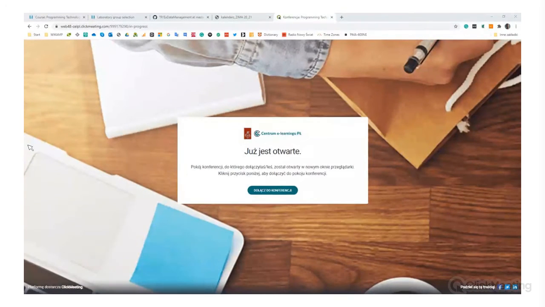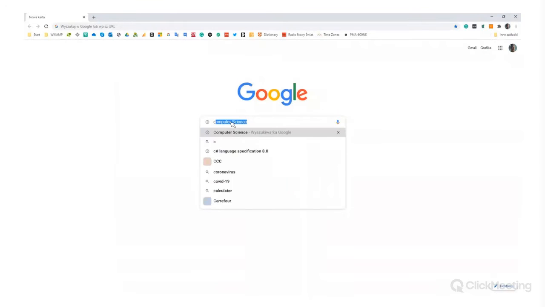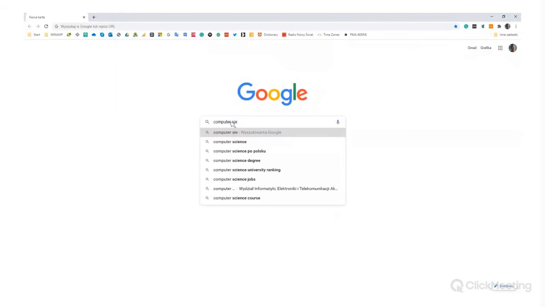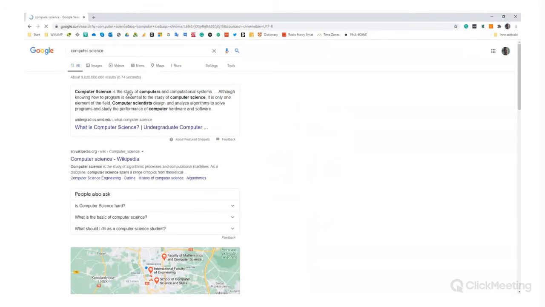I must find the appropriate page. Oh, yes. Computer science. What is it? Computer science is the study of... Do you think it's really a study? You have 30 seconds to answer this question. Is computer science a study, yes or no?